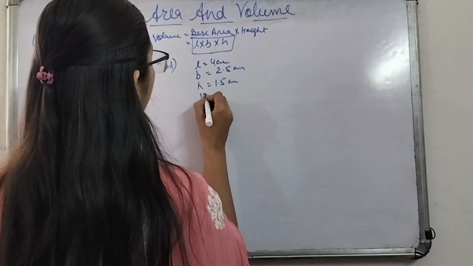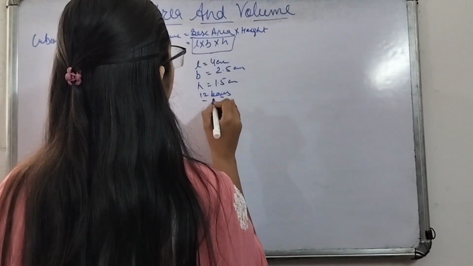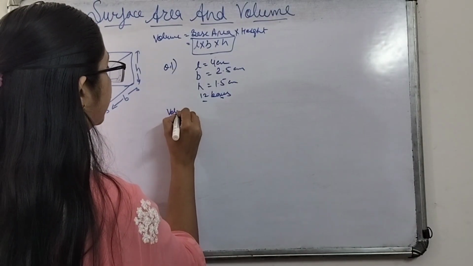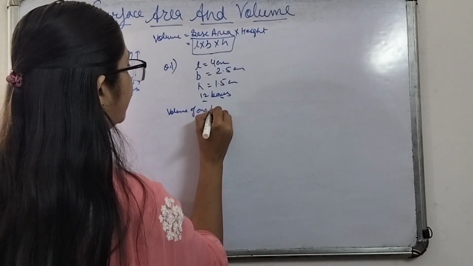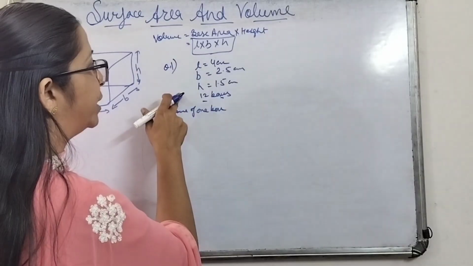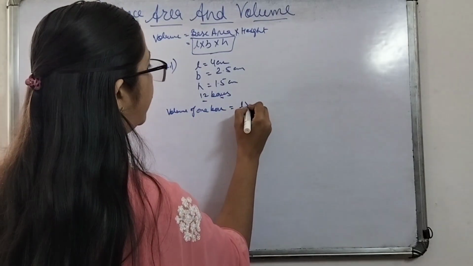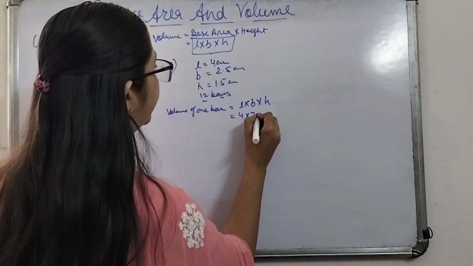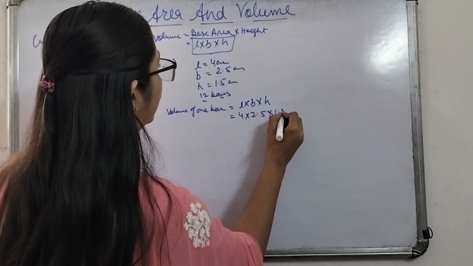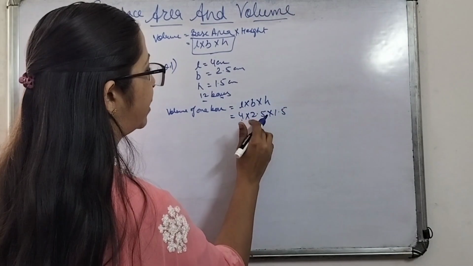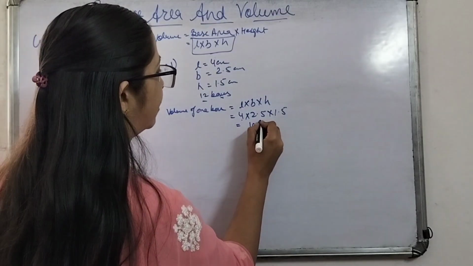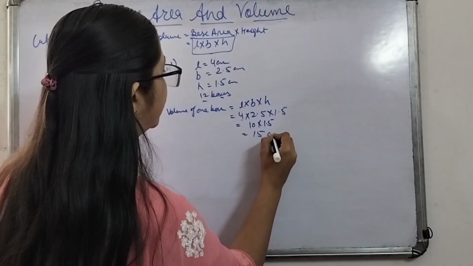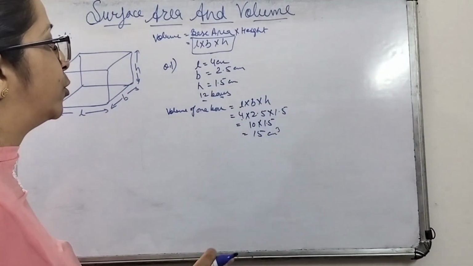There are 12 boxes. So what will be the volume of one box? Because it is cuboidal in shape, L, B, H are all separate. So it will be L into B into H. That will be given by 4 multiplied by 2.5 multiplied by 1.5. So 4 multiplied by 2.5 will be 10. 10 multiplied by 1.5 will be 15 centimeter cube. It will be the volume of one box.